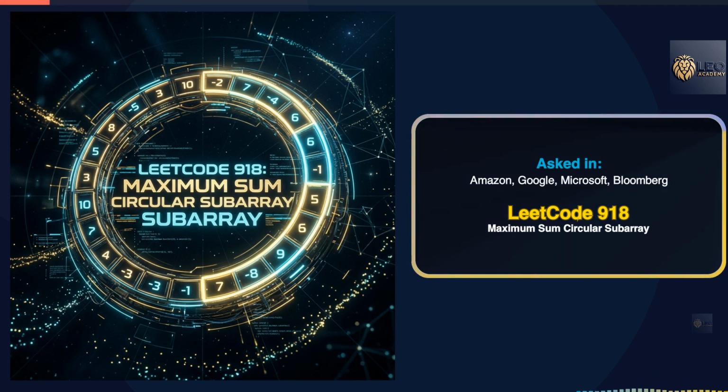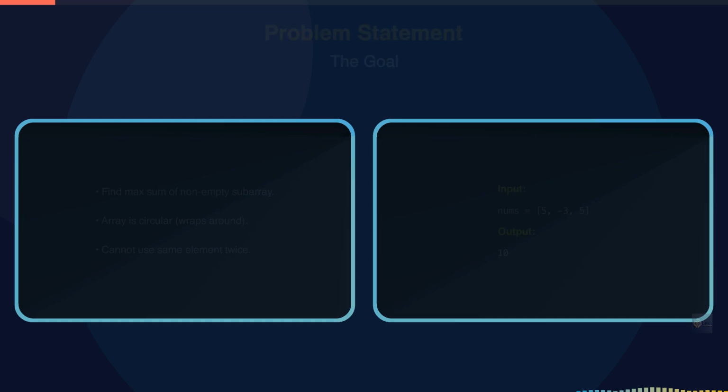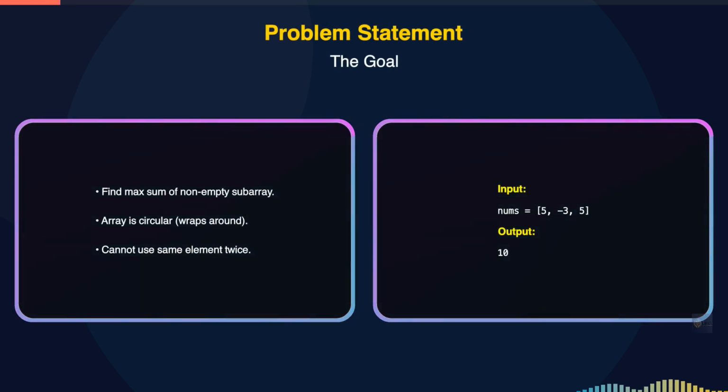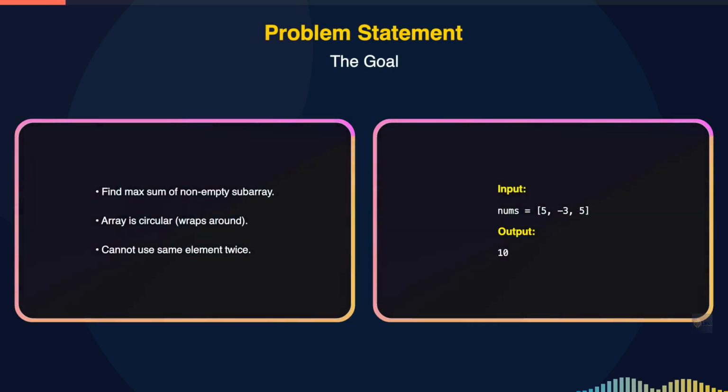Let us look at the problem statement. Given a circular array nums of length n, our goal is to find the maximum possible sum of a non-empty subarray. A circular array means the end of the array connects back to the beginning. This allows subarrays to wrap around from the last element back to the first.